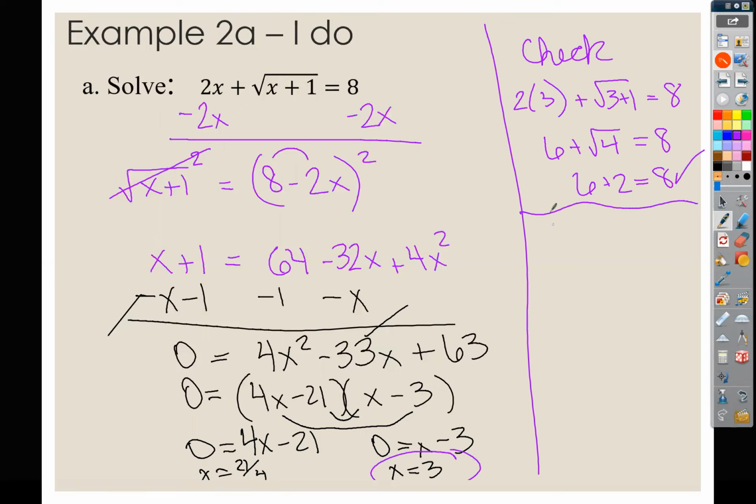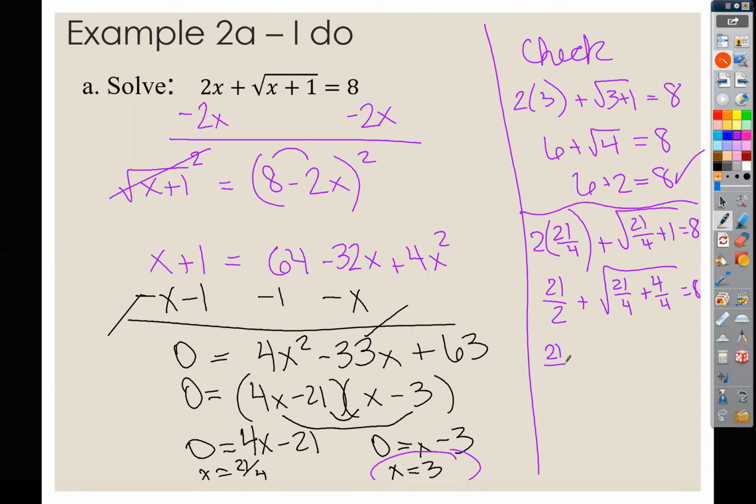When I plug in 21 over 4, this would be 21 over 2 plus 21 over 4 plus 4 over 4 because of like denominators. So I get 21 over 2 plus the square root of 25 over 4, which is 5 over 2. I would get 26 over 2, which is 13, and that does not equal 8. So 21 over 4 is not an answer. So x equals 3 is my only answer.